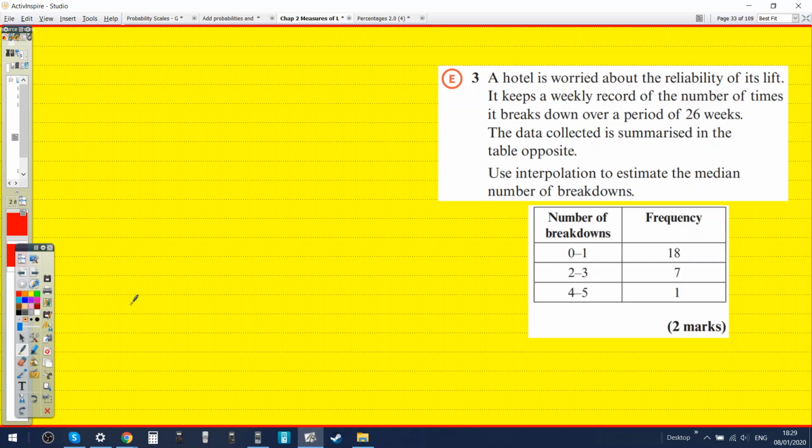Would you put 18? So which person will be the median person? Or which week is it? Yeah. Which week is the median week? 13. Yeah. What do we do next? You write 13 and then write 18.